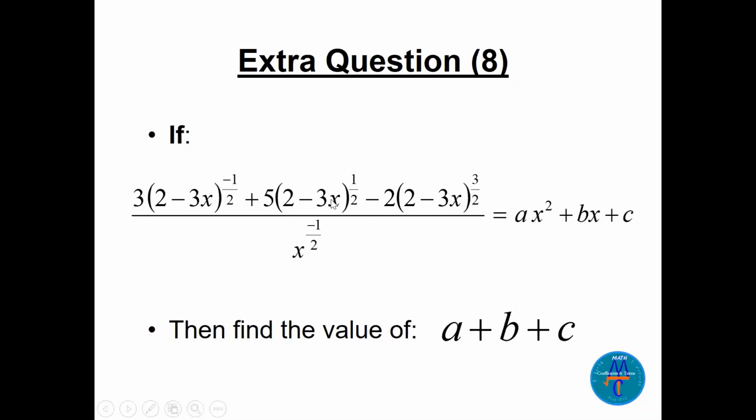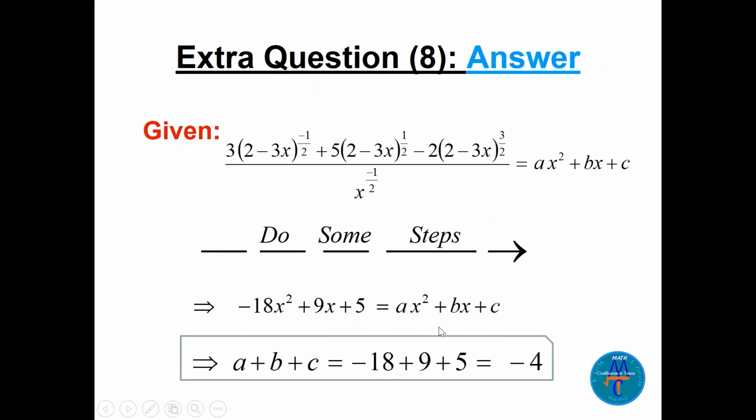Yes. So do this, factor the left side here until you reach something like ax squared plus bx plus c. Then find the value a plus b plus c. See, it looks complicated. It is complicated. Factor it. And then when you finish, you will reach some number here. Maybe 5, maybe minus 2, maybe 3, maybe half. Ax squared plus bx plus c. Add a plus b plus c. Now do some steps. This is extra question number 8. You will reach, this is the answer here.